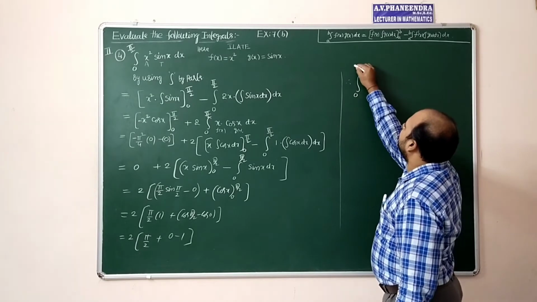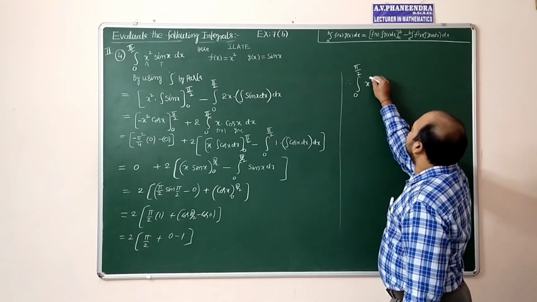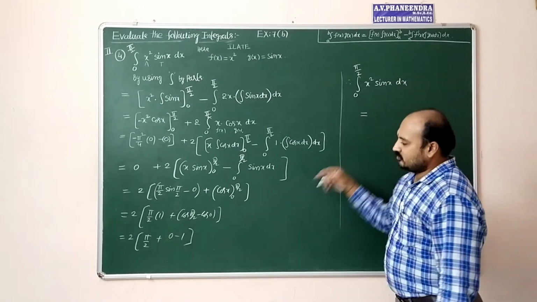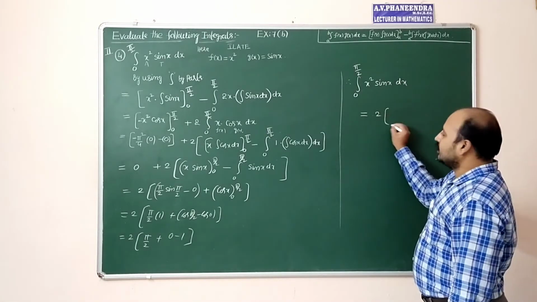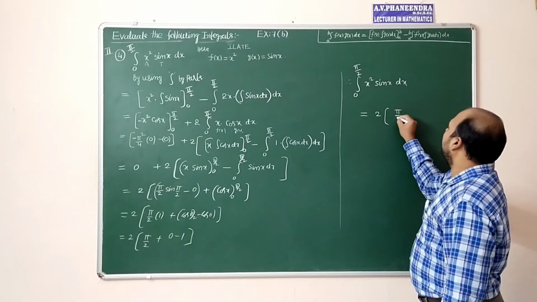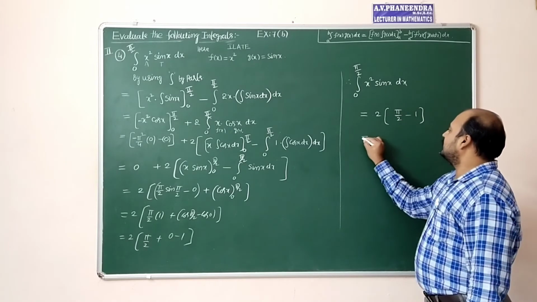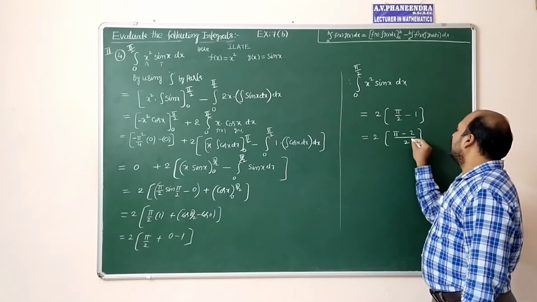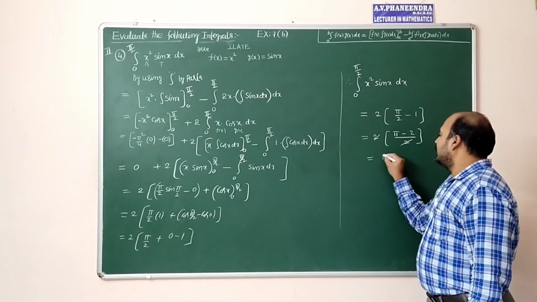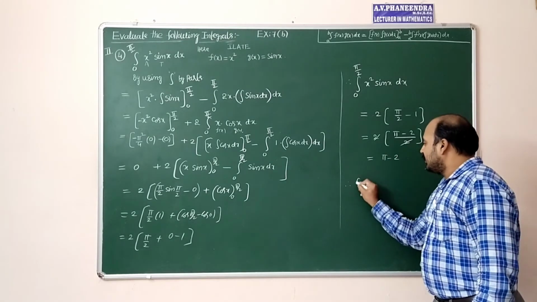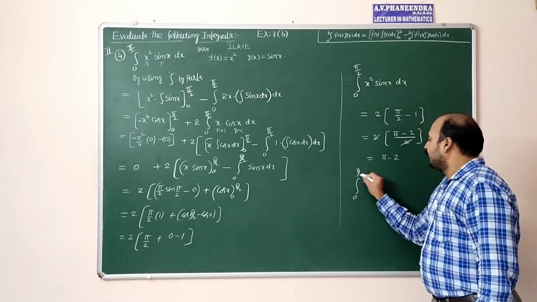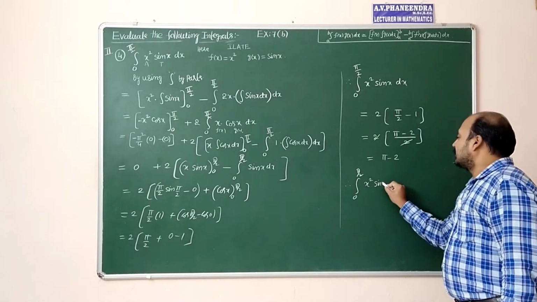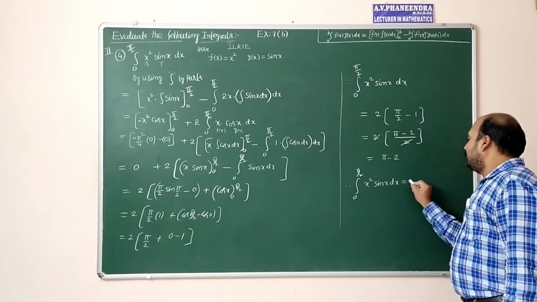integral 0 to pi by 2 x square sin x dx is equal to, the last step what we have, 2 into pi by 2 minus 1. Take LCM. 2 into pi minus 2 divided by 2. Here 2 gets cancelled. Pi minus 2. Therefore, integral 0 to pi by 2 x square into sin x into dx is equal to pi minus 2.